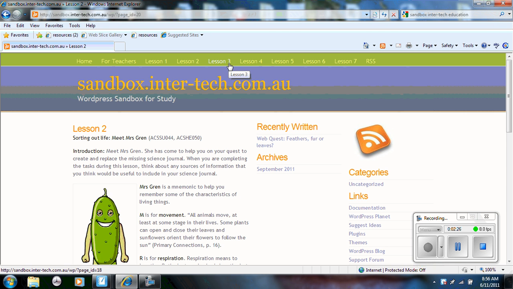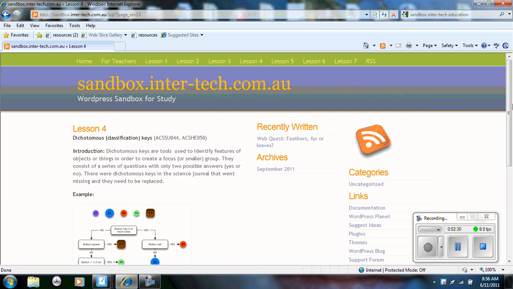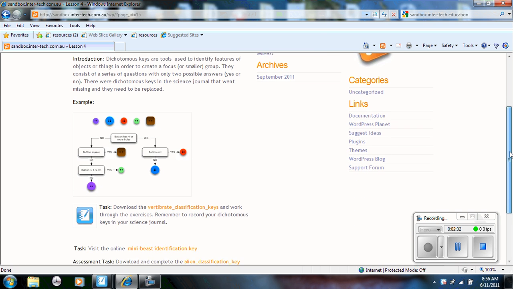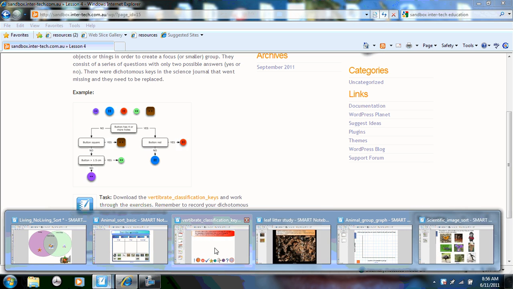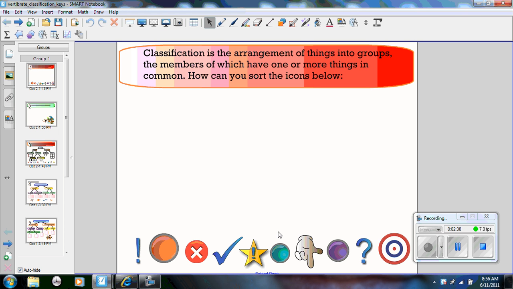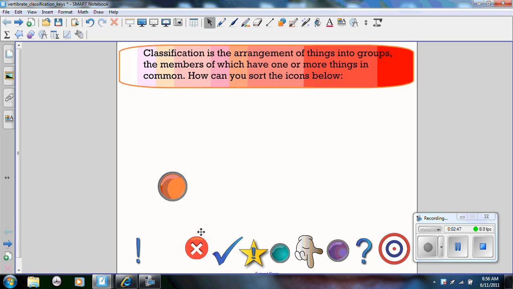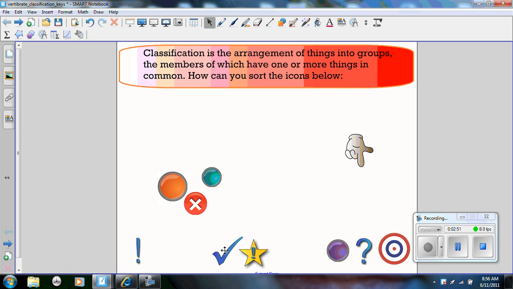Lesson 3 doesn't have any notebook downloads. Lesson 4. This one here, looking at a vertebrate classification key. So with this activity here, the idea is to classify and arrange the things into groups. For example, students might group all the round ones together. Might sort the different objects. We might make a group out of these.